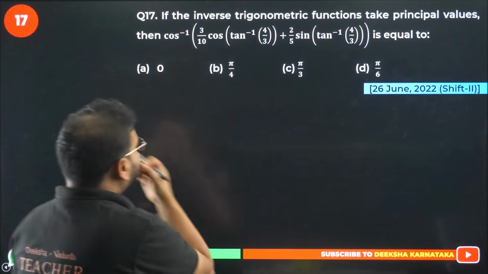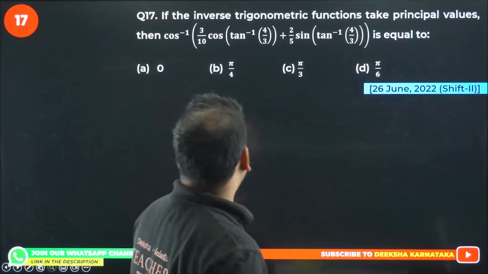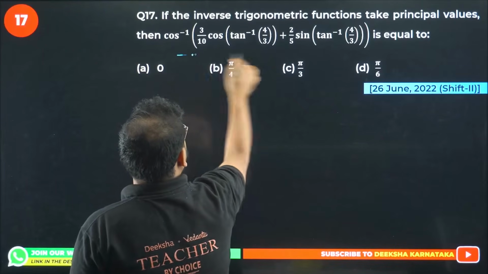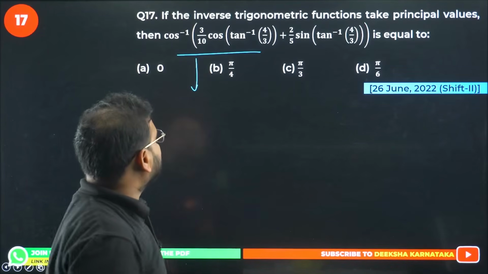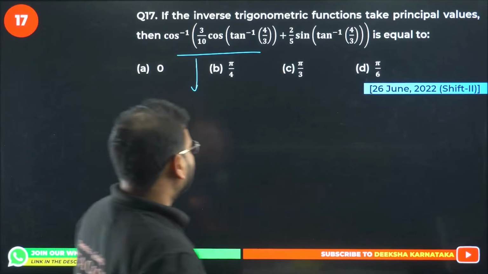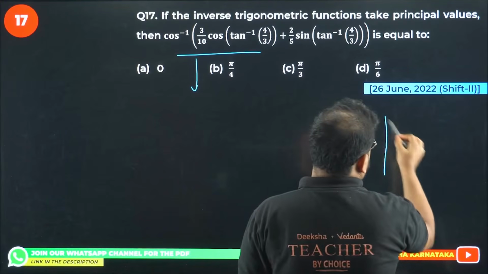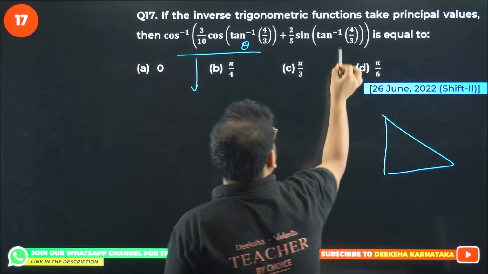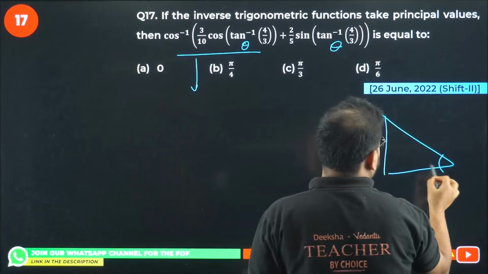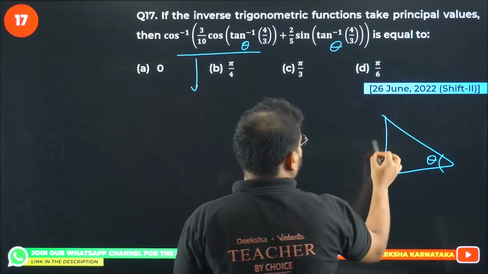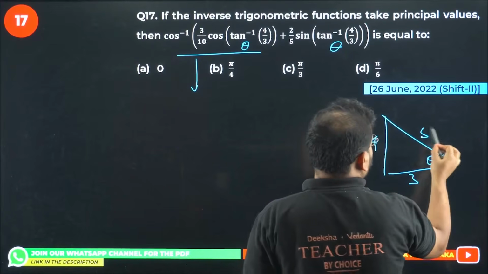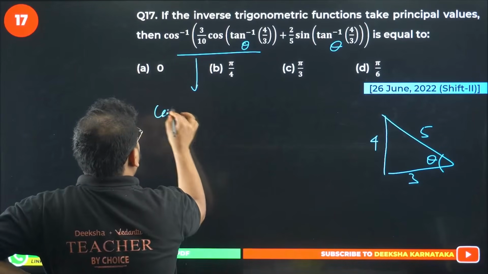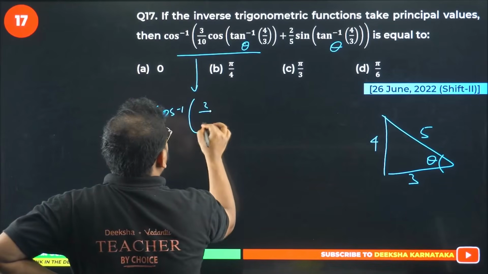What we have: the inverse trigonometric functions take principal values. We can do that, not a problem. Cos inverse of 3 by 10. Cos of tan inverse, we have to use the triangles actually. Let's call it theta only. Both as theta. This is theta. Tan means 4 is here, 3 is here, this is 5, a Pythagorean triplet. This is nothing but written as cos inverse of 3 by 10.